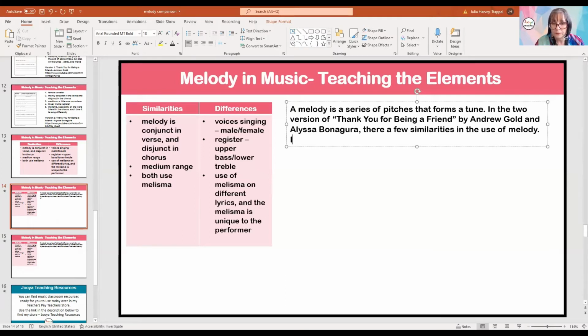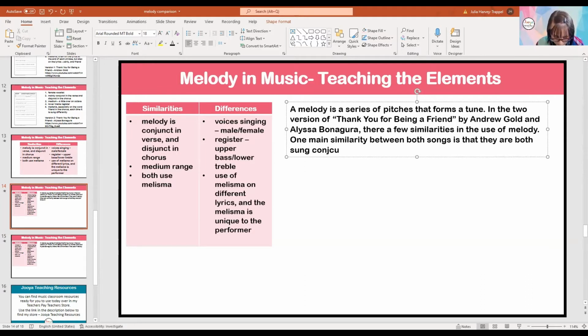One main similarity between both songs is that they are both sung conjunct in steps in the verse, and disjunct in leaps in the chorus. Okay, so we've just said the main thing there.